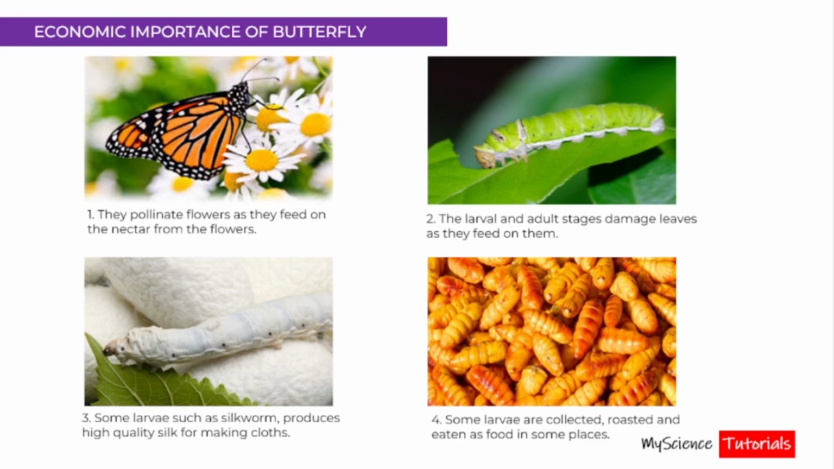Three, some larvae such as silkworm produce high quality silk for making clothes. So we can get silk from high quality larvae, for example, like silkworm. And then some larvae are collected, roasted, and eaten as food in some places. So for some people, the larvae is also a food for them. They enjoy it so much.